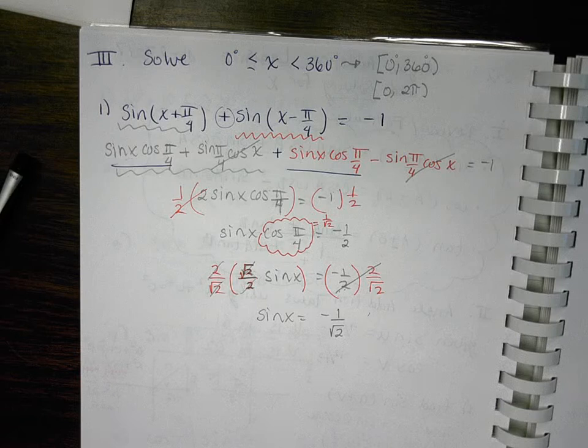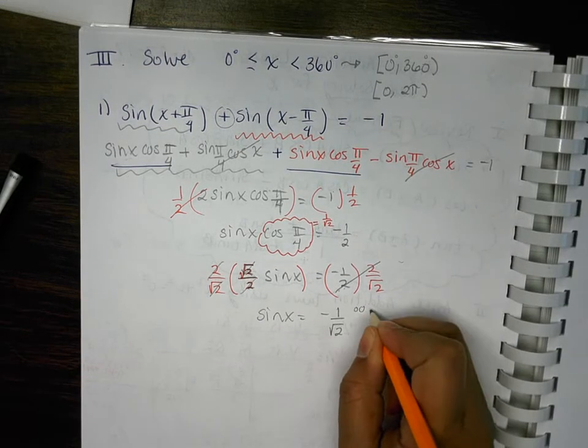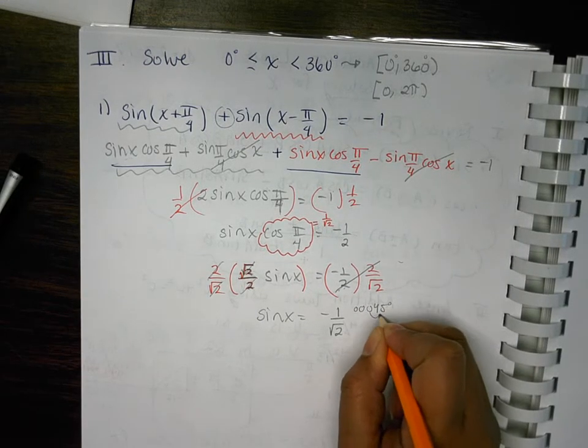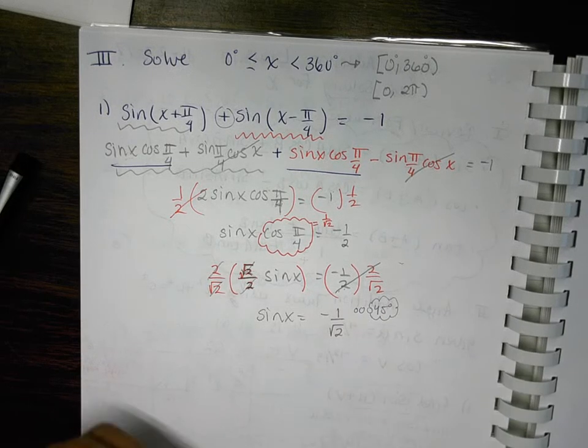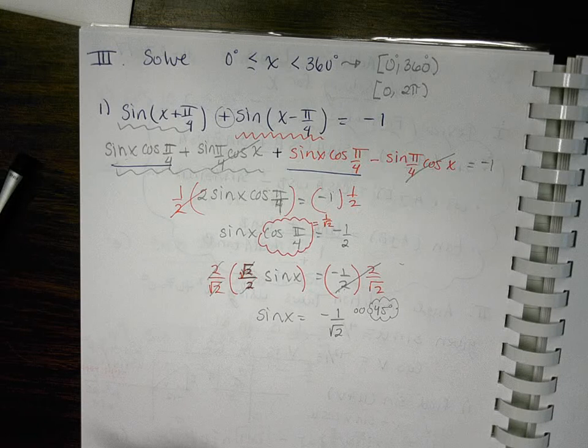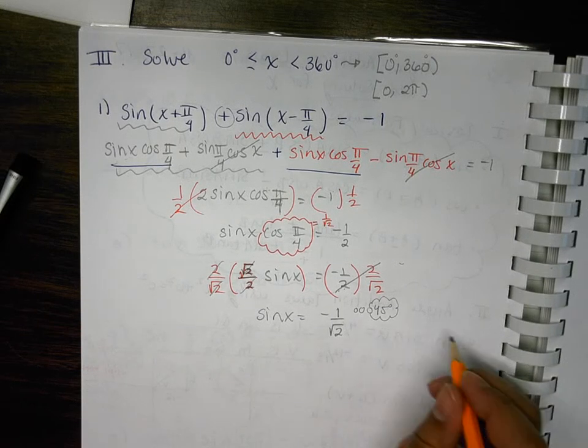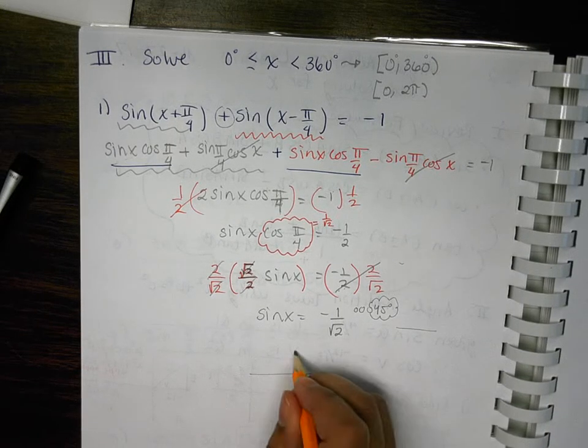Okay, so how many answers here? How many places is sine negative? 2. What's the reference angle first off? 45? Now, is 45 degrees one of the answers? Why not? Because it's negative, meaning it's not in quadrant 1. So what 2 places is sine negative?